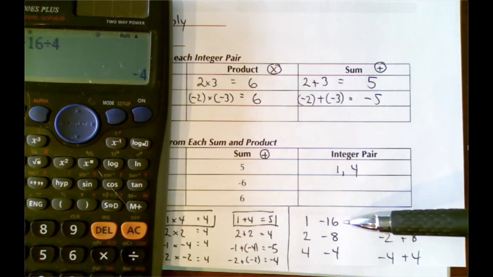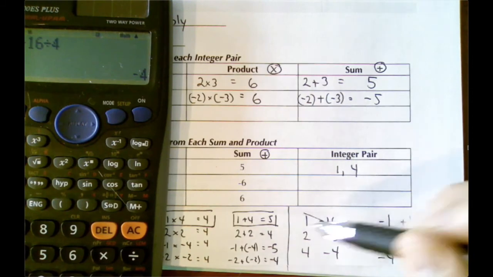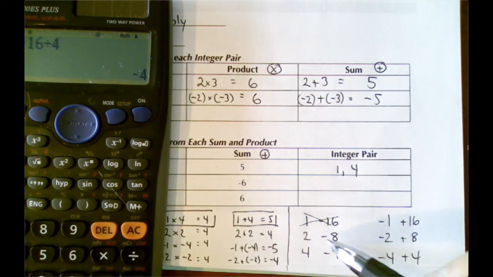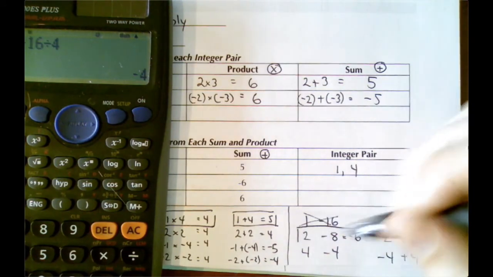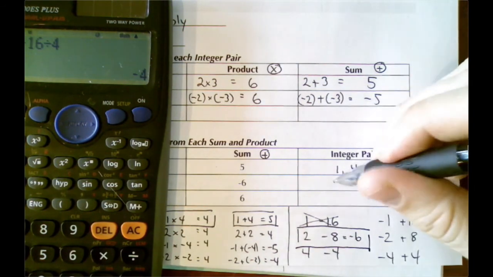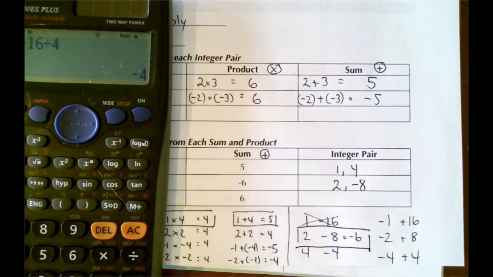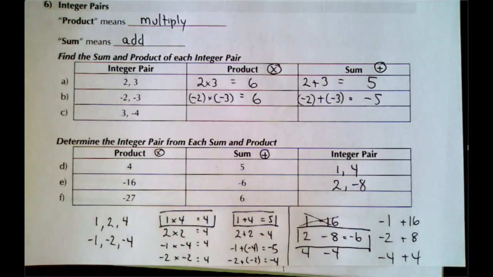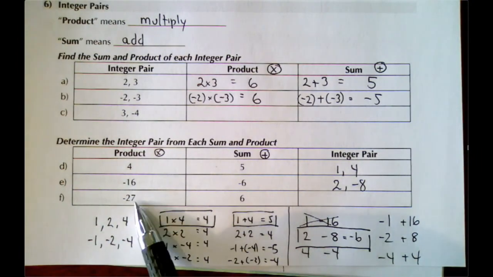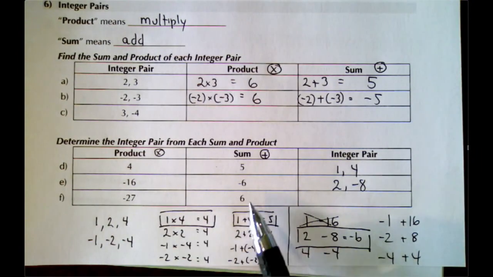1 minus 16, that one doesn't work. 2 minus 8, hey, that's negative 6. That's our answer: 2 and negative 8. So none of the other ones will work. I'm going to challenge you to find the last integer pair. Look for two numbers that multiply to negative 27 and add to 6.